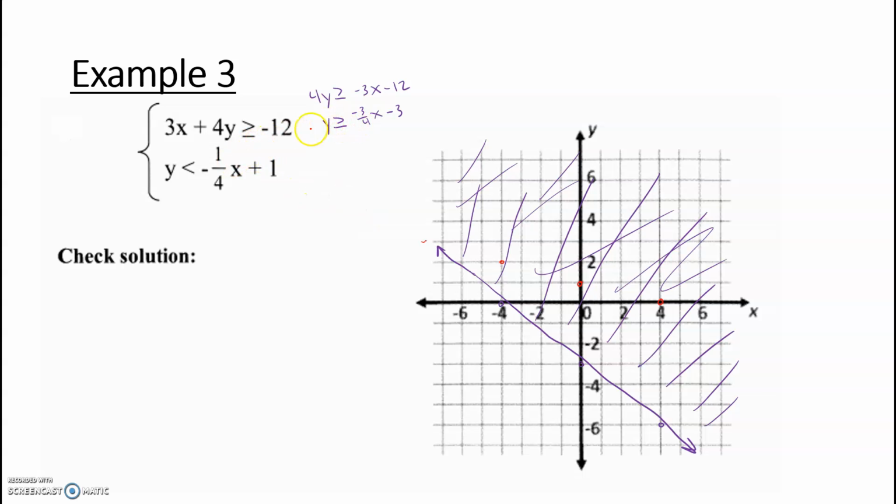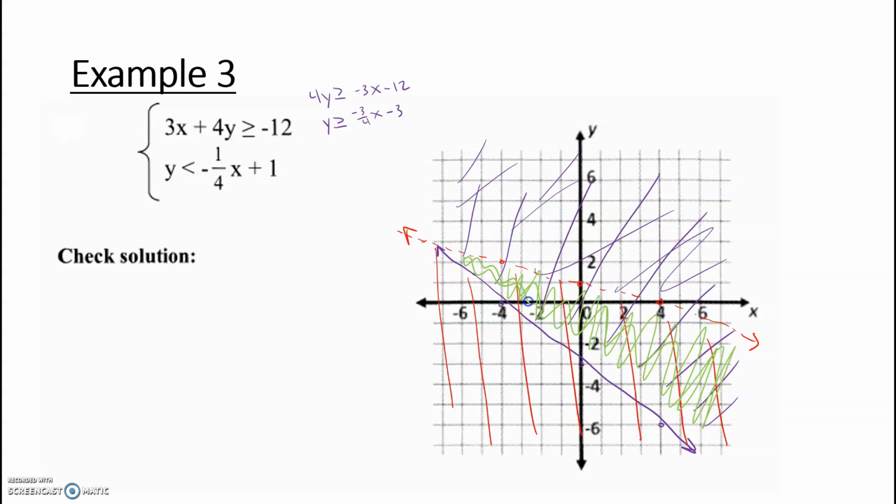Now here you want y to be less than. So there's no equal sign, we got dotted lines. This is harder than it looks. Okay, there we go. So y is less than, we want everything below. Everything below. So we got quite a large overlap here. Looks like everything in between those two. All right, everything in green.